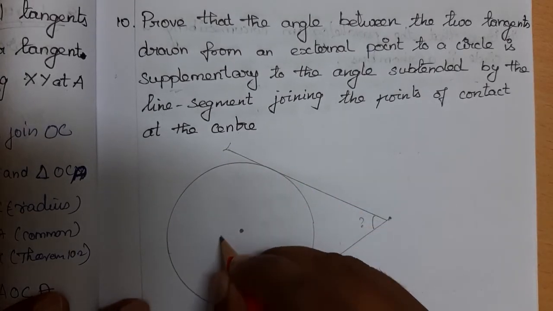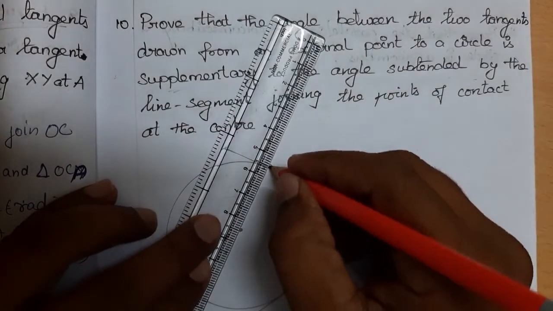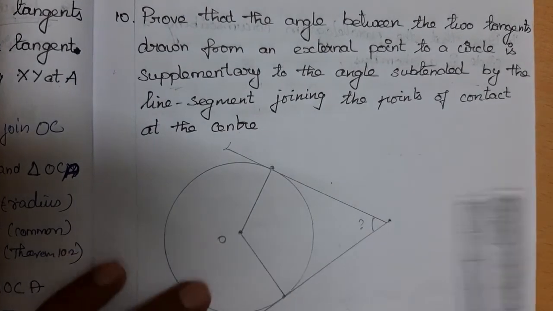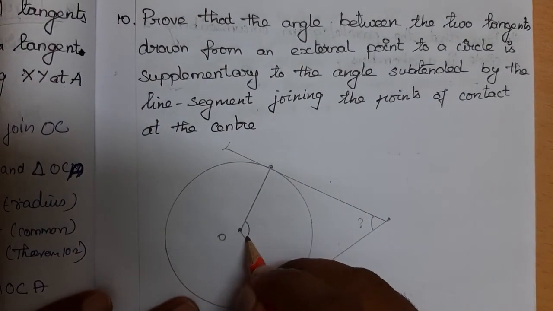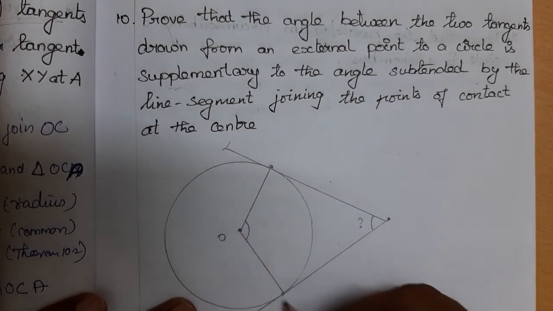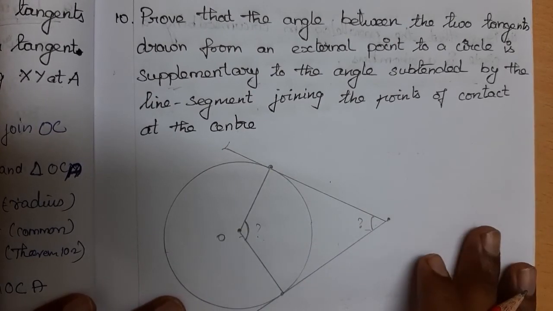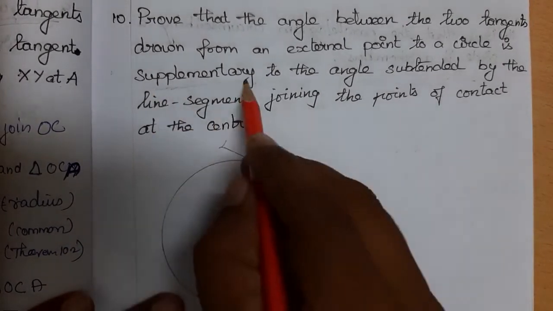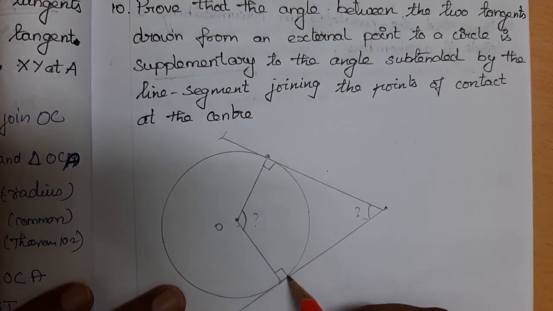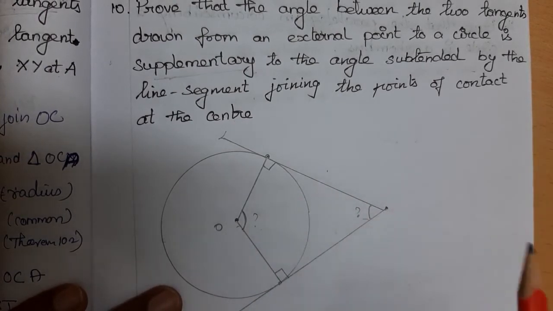So this is the center. Let me consider these two as the points of contact. I'm going to join these 2 points and we will get this angle, the angle between the line segments joining the points of contact to the center. If we add these two angles, it has to be supplementary, that is 180 degrees. And we know already this is 90 degrees and this is 90 degrees by theorem. So it's easy by the angle sum property of a quadrilateral.